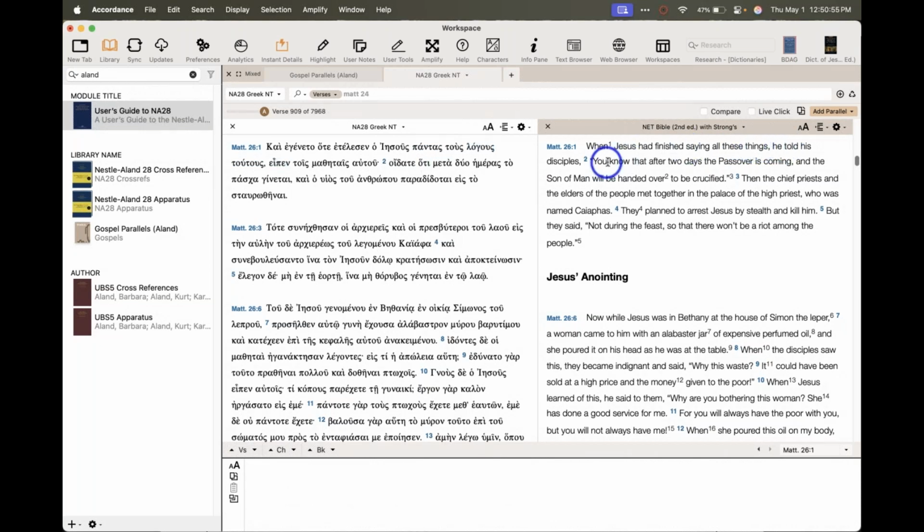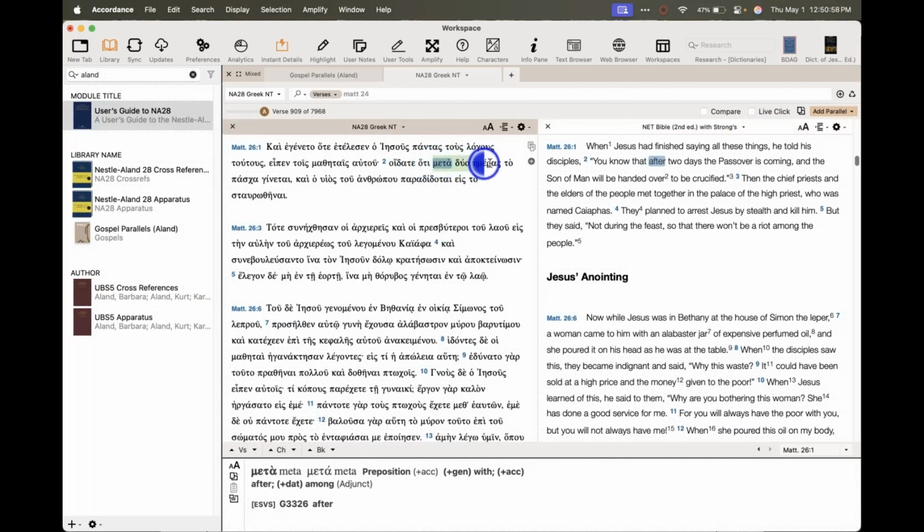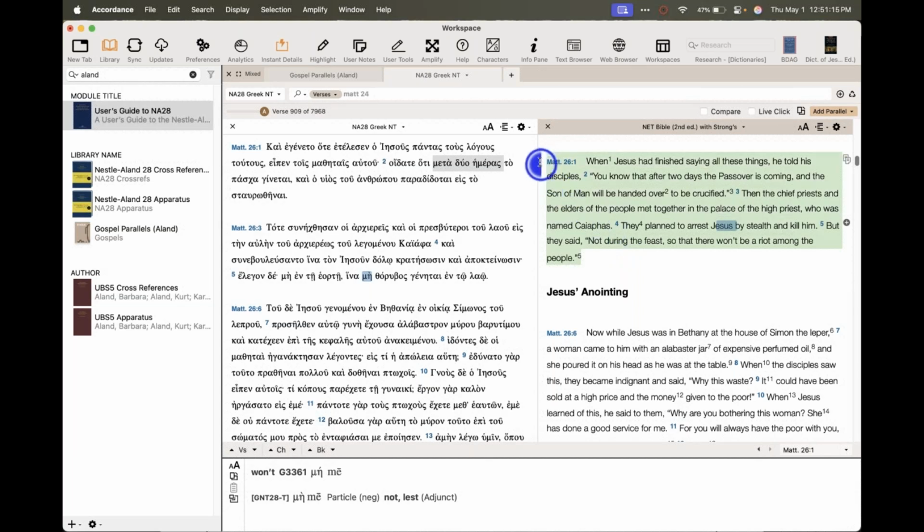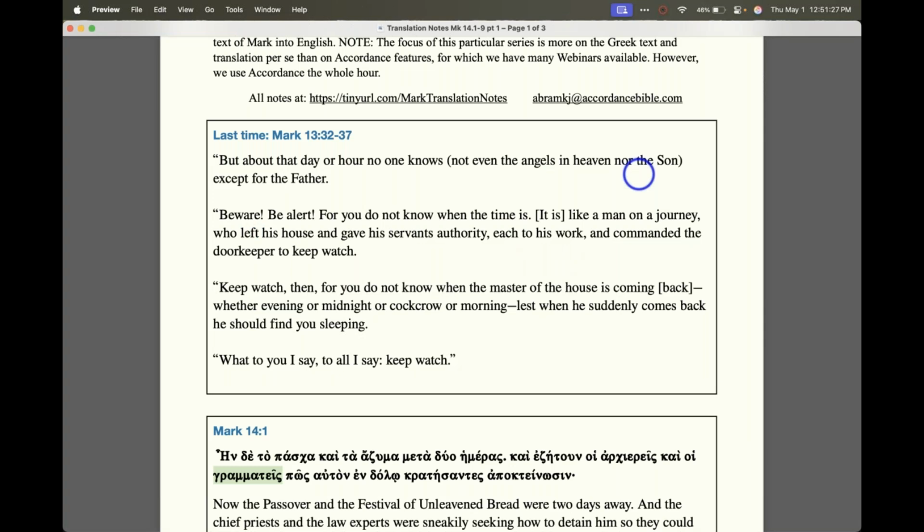He told his disciples, you know that after 2 days, there's that same phrase, meta duo hemeras. So this is our parallel passage to today. The Passover is coming, and the Son of Man will be handed over to be crucified. And then here's this planning to arrest and kill him, not during the feast. So this, I think, connects a little bit more tightly with 'Jesus had finished saying all these things,' and you even have Jesus here predicting his death. So that's something that's interesting. So again, translate Mark on Mark's terms. For translation, I don't think we want to import anything else, but for understanding and interpretation, it certainly helps.